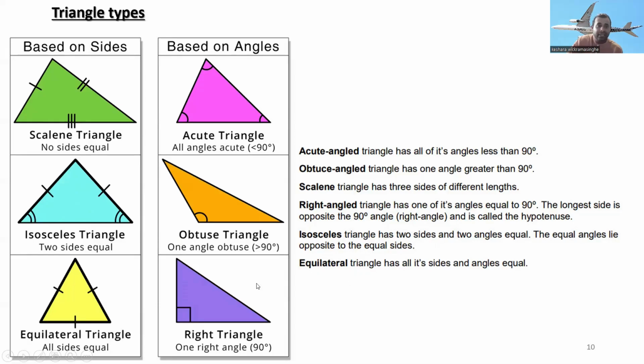And the equilateral triangle has all its sides and angles equal. In an equilateral triangle, the angles and the sides are all equal.